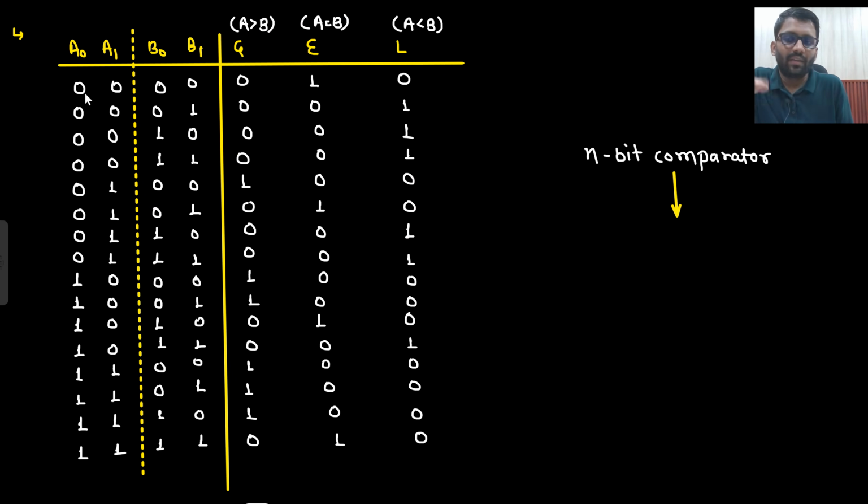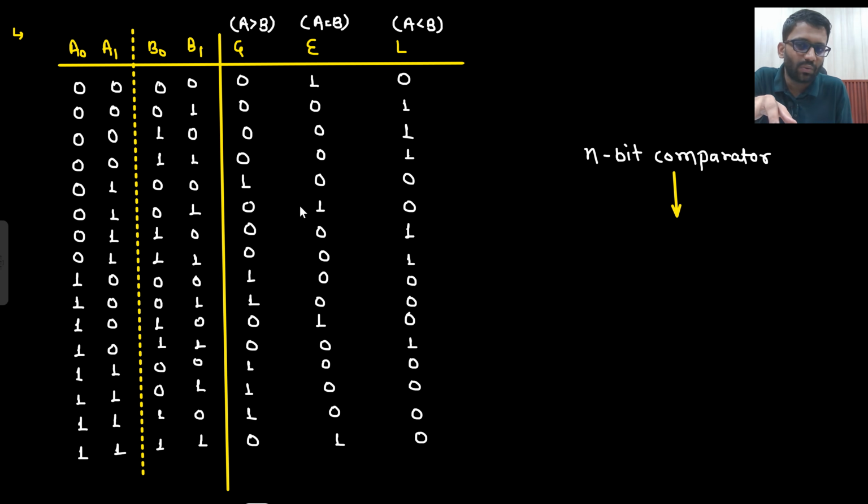So for A greater than B, A naught A1, B naught B1. So this is also 0, this is also 0. That means it is equal. What about this one? This is also 0, this is 0, this is 1. So A is less than B. This is 0, this is 2, A is less than B. This is 0, this is 3, A is less than B. This is 1, this is 0, A greater than B. This is 1, this is also 1, both equal.